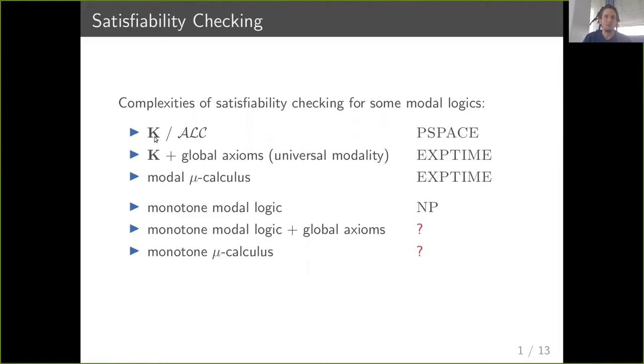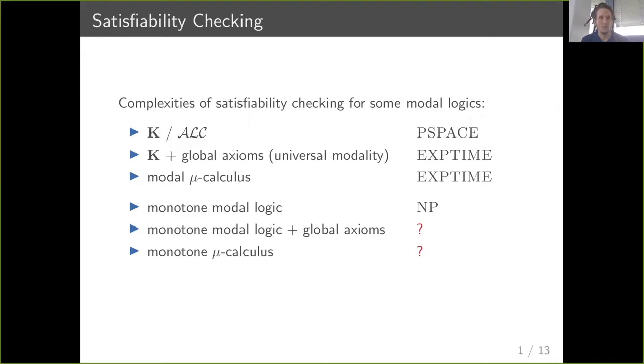For instance, for standard modal logic K, or ALC in description logic terms, this problem is well known to be PSPACE complete, essentially because modal logic formulae can specify full binary trees of exponential size. So the models are of exponential size, but in order to check satisfiability, it suffices to keep a single path in the models in memory at all times. So these paths are polynomially sized, and hence we get this PSPACE bound.